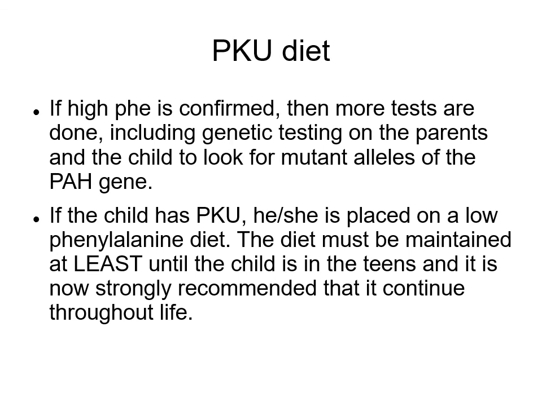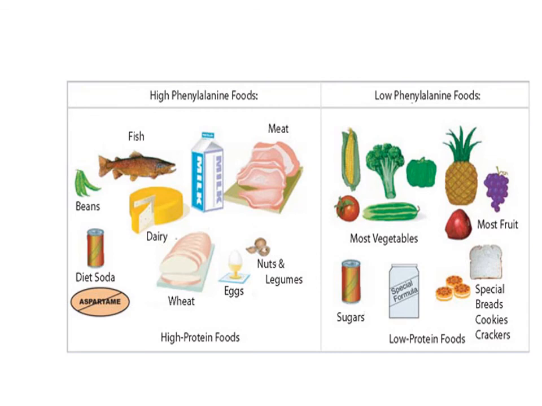Some more tests are done to make sure the kid really does have PKU, and the low phenylalanine diet must be maintained to prevent the intellectual disabilities that would result from the extra phenylalanine should it be allowed to accumulate. This is where it gets tough. High phenylalanine foods are basically foods that are naturally good sources of protein. This includes fish, meat, dairy, wheat, eggs, nuts and legumes, etc.